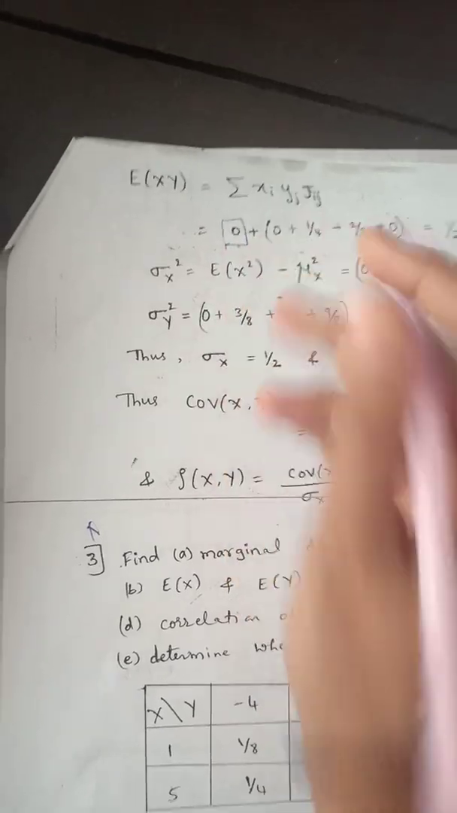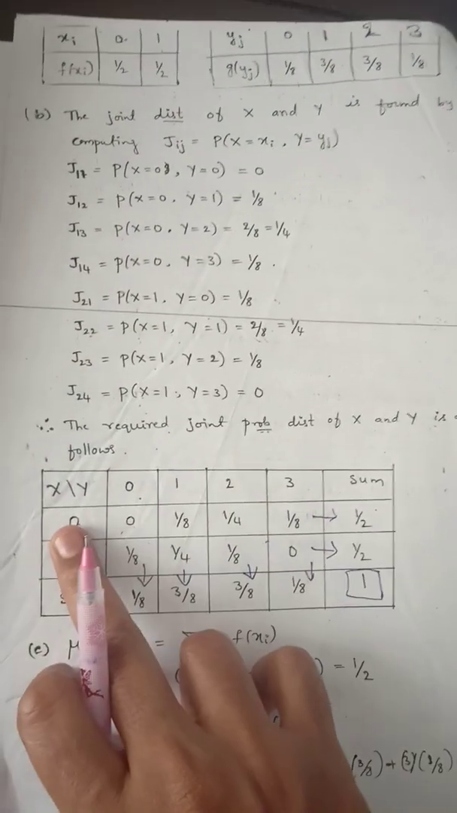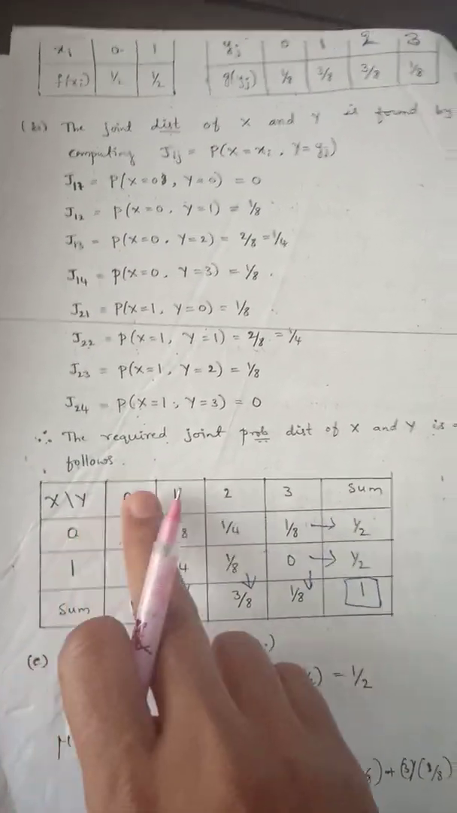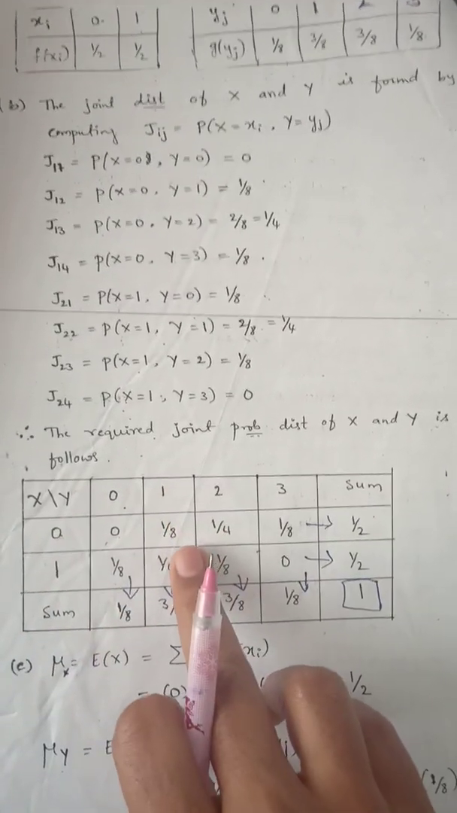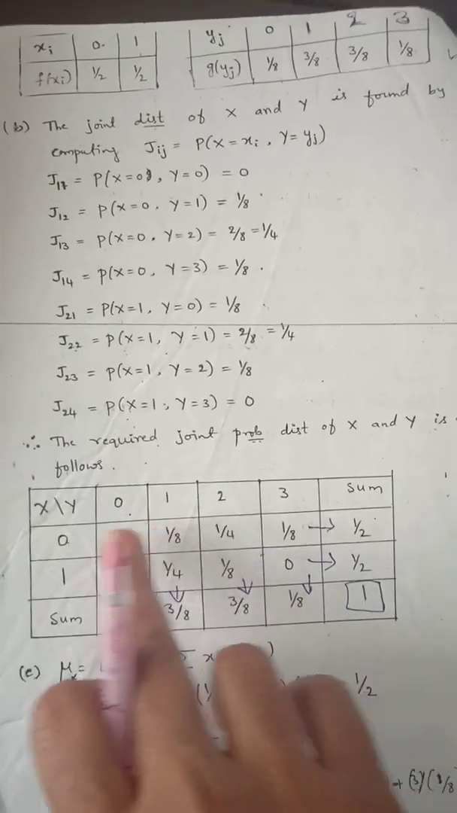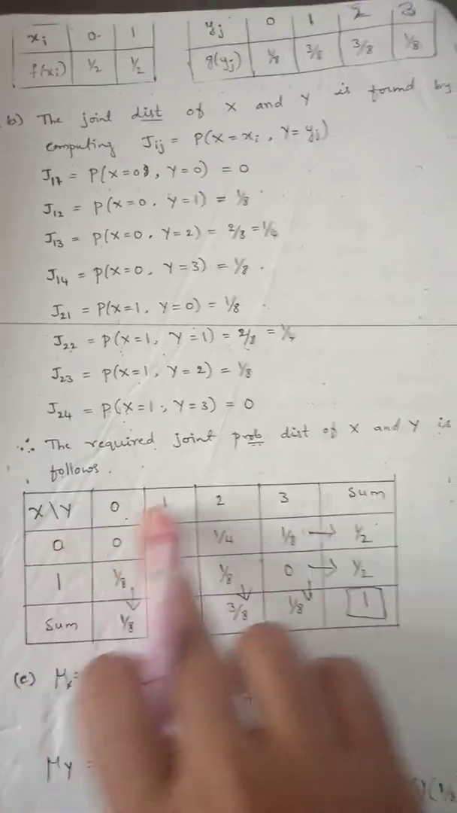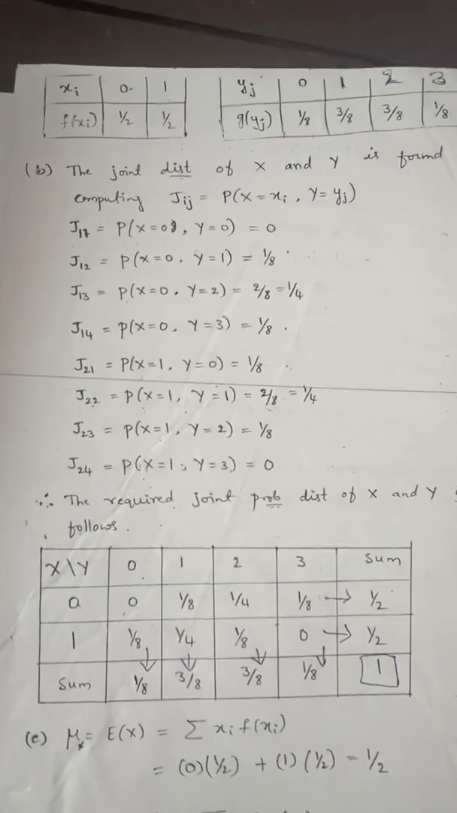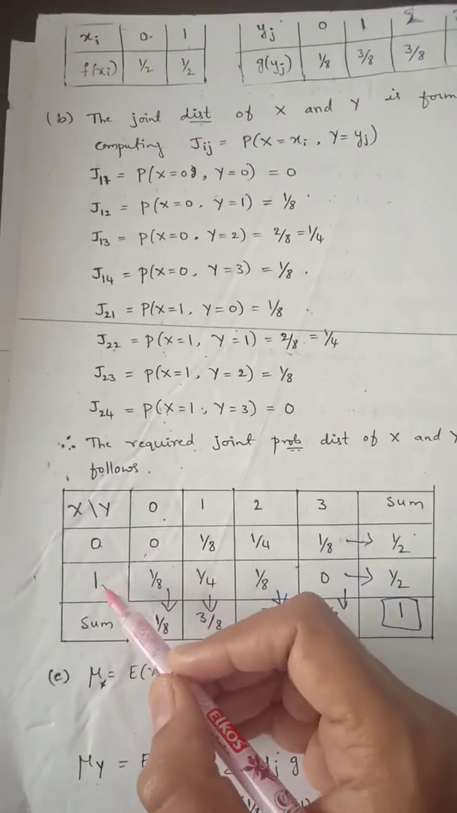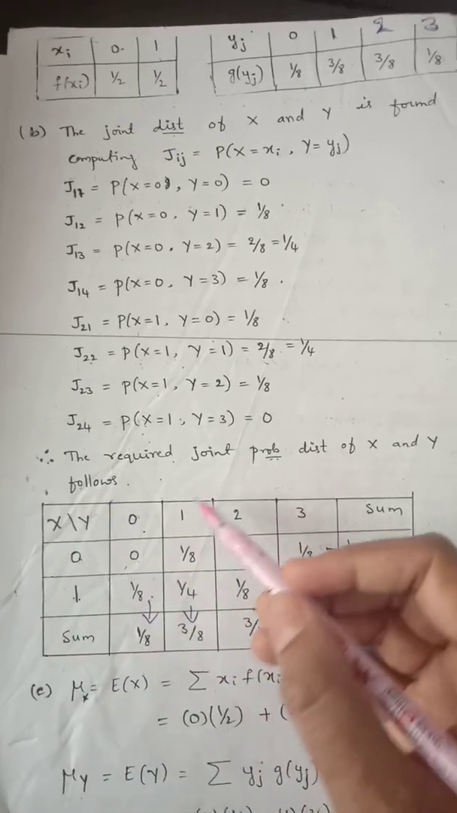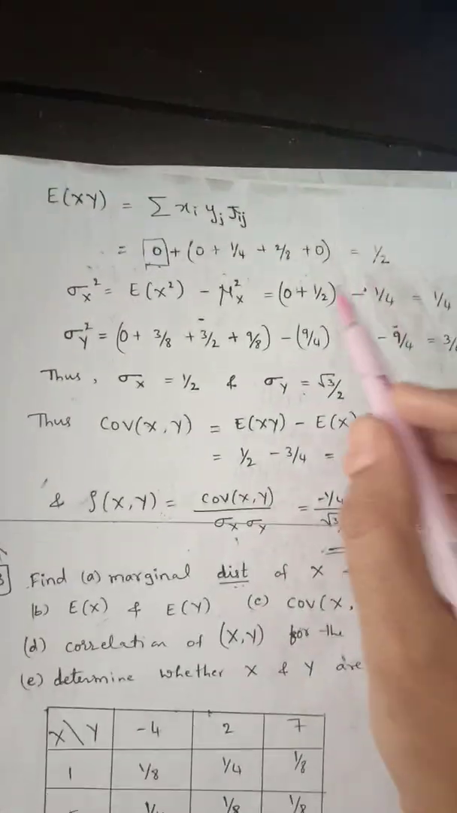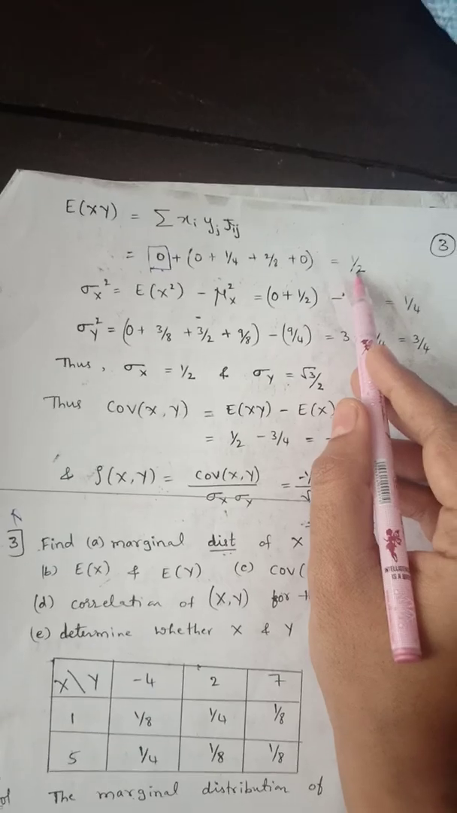Why we wrote 0 is that if you multiply, x value 0, y value 0, J11 is 0. X value 0, y value 0, J12 is 1 by 8. So 0 multiplied with every term gives 0 only. Now the second term, 0 into 1 into 1 by 8 is 0. Again 1 into 1 into 1 by 4 is 1 by 4. Similarly 1 by 8 plus 0, that is 1 by 2.